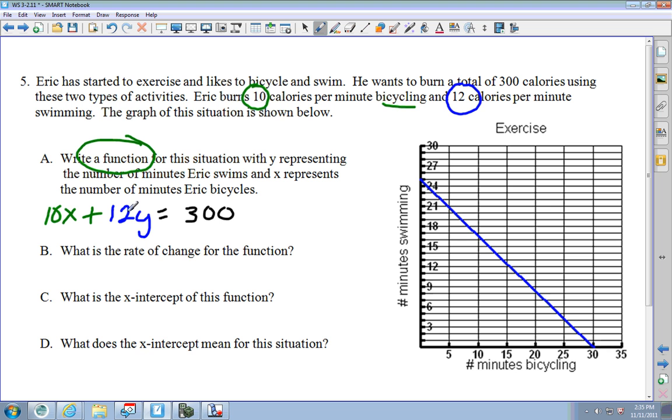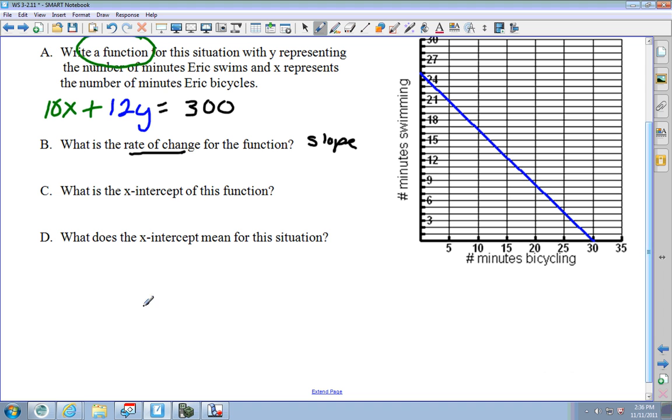Now it wants to know what is the rate of change. Rate of change is the slope. Remember, to find out what is the rate of change, we can do this a couple different ways. One way is to find the slope. Actually, I can solve for y with the equation, or I can figure it out from my graph.